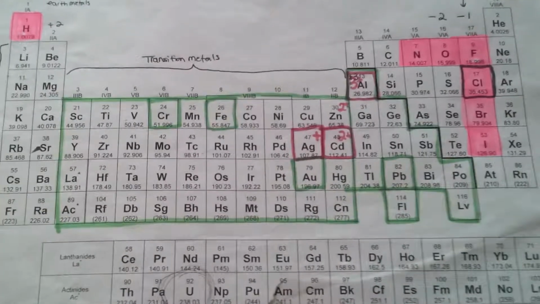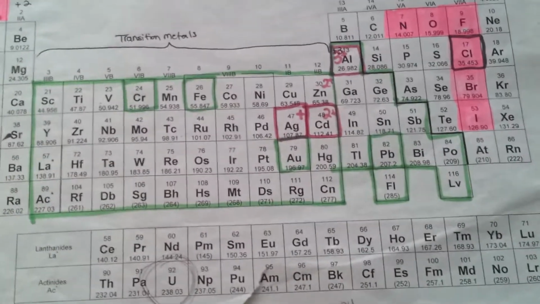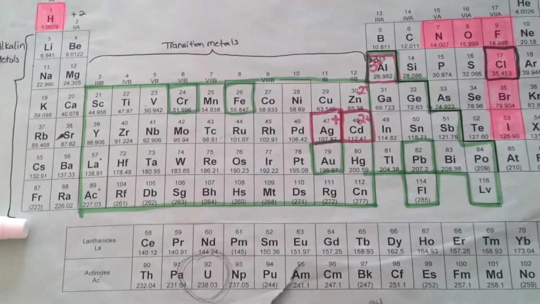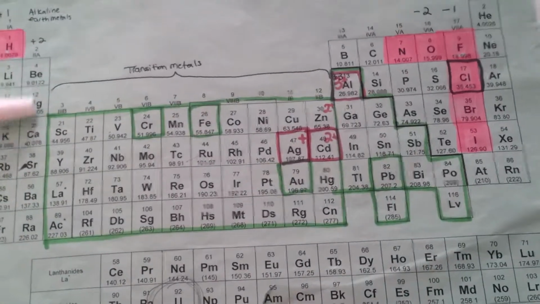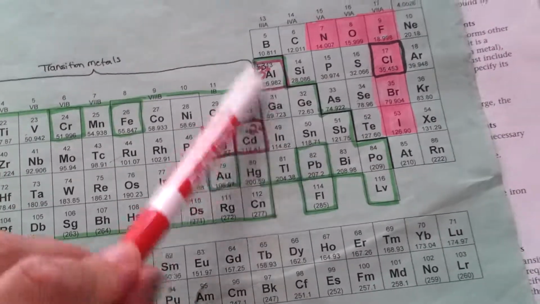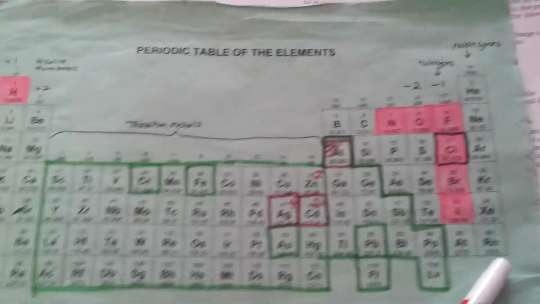organized. So we're going to look at from the left of our periodic table here. We have our alkaline metals. That's this column here. We have our alkaline earth metals. We have our transition metals, and they go all the way up to the stair step here. We have our halogens and our noble gases.